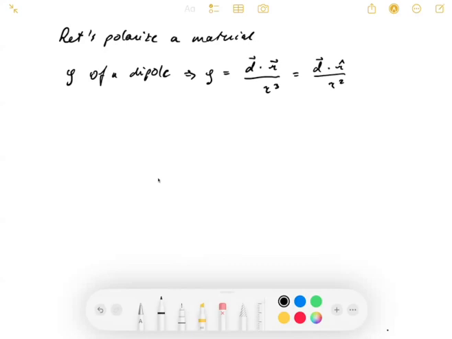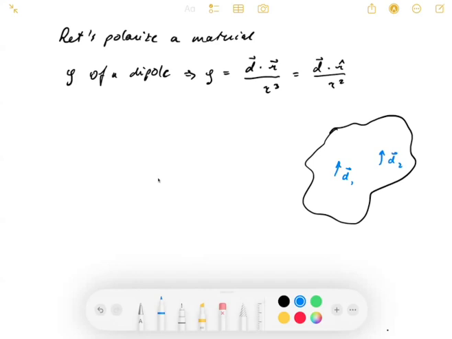So what we now want to do is say, let's say we have some kind of material, and in this material we have all sorts of dipoles. So there's a little d here, and there's a little d there. This would be d1, d2, d3, etc. And we want to find the potential due to all of those dipole moments. So we just need to add the contribution of all of them.